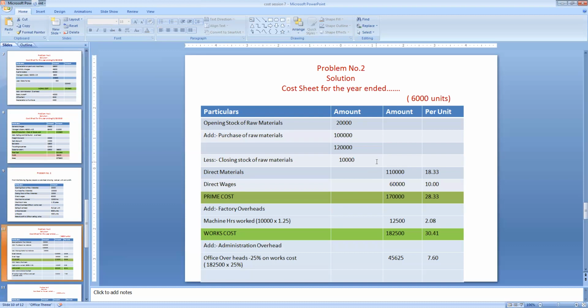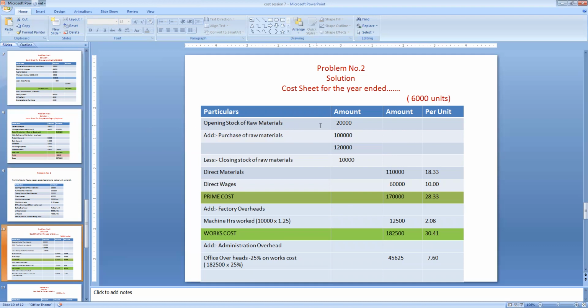So this is the table which contains one column for amount, and one for per unit. And very clearly mentioned, the units of production is 6,000. Whatever the values are given, till cost of production, we should divide by the 6,000 units. Right? Now, let us enter the things for the preparation of the cost sheet.